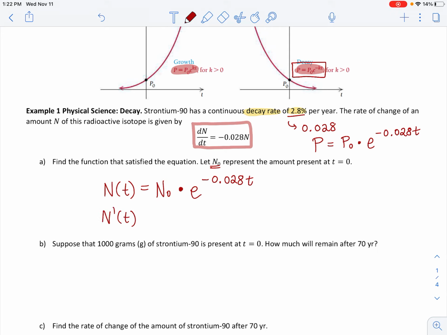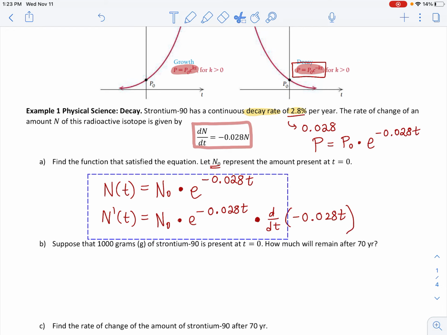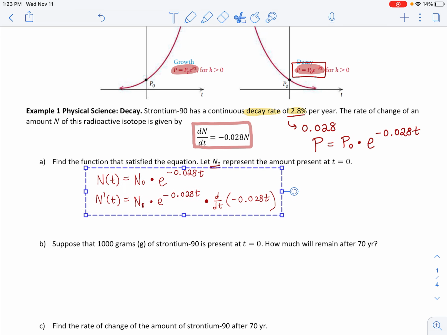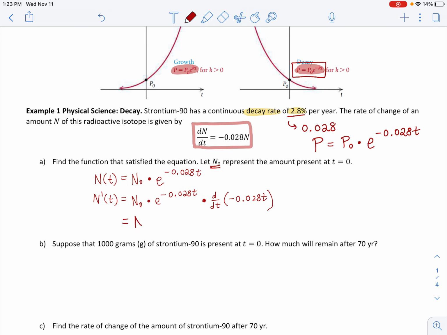So we wrote it. So if someone asks you to find the derivative of it, then you're going to just have that n naught times e to the negative 0.028t. But using the chain rule, I know that you will multiply that by the derivative of negative 0.028t, right? And what I'm doing right now, I already found the answer. I already wrote the answer for part A, but I'm checking it. N naught times e to the negative 0.028t times the derivative of this linear function is negative 0.028.